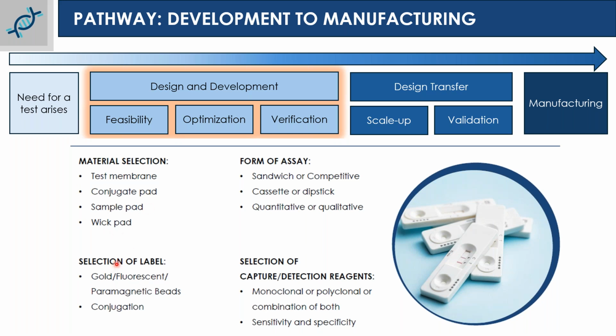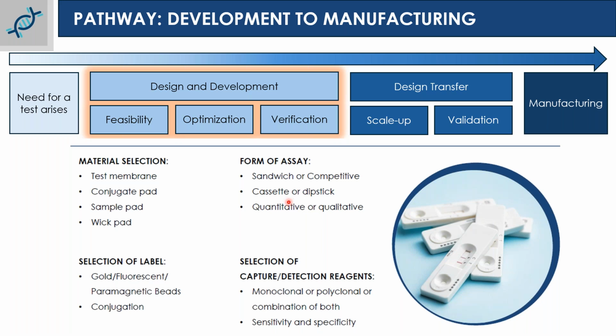The selection of your label, will it be a gold nanoparticle or something else, and how you're going to conjugate your bioreceptor to that particle. Selection of capture and detection reagents, and the format of the assay itself. Is it a sandwich assay or a competitive assay? Will it be housed in a plastic housing or a cassette, or will it be a simple dipstick test? And will the test need to be quantitative or can it be qualitative?